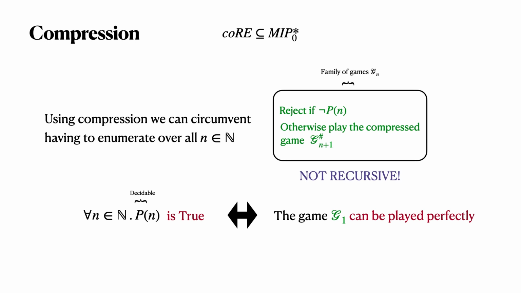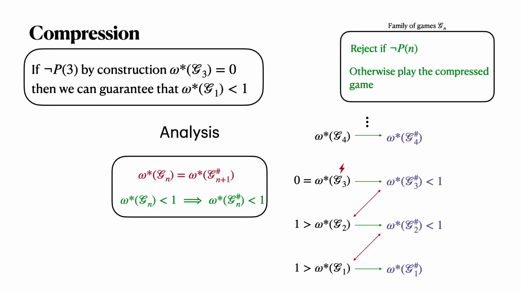We show that the first game G1 in this family has the desired property, namely that it has a perfect strategy if and only if the Co-RE formula is true. So how do we prove that? Well, for the analysis, first consider the case when the Co-RE formula is false.